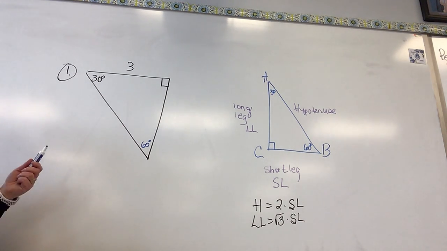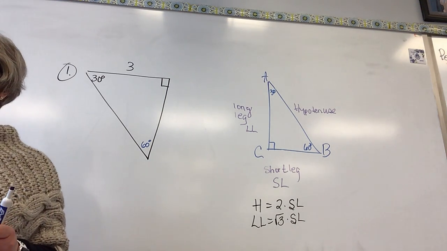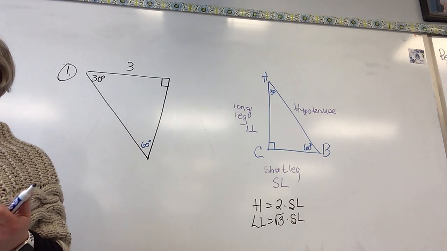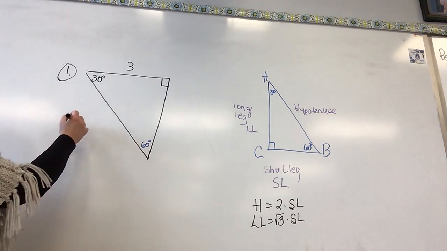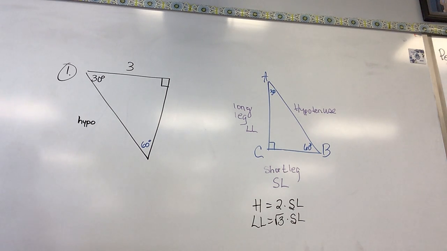Okay, so I need to label the hypotenuse, the short leg, and the long leg. And I would label until you're comfortable with this after you do it. It takes a while to form a habit. So after you do a couple of these problems, then you can stop labeling. But for right now, do you agree? The side across from the right angle will always be the hypotenuse.